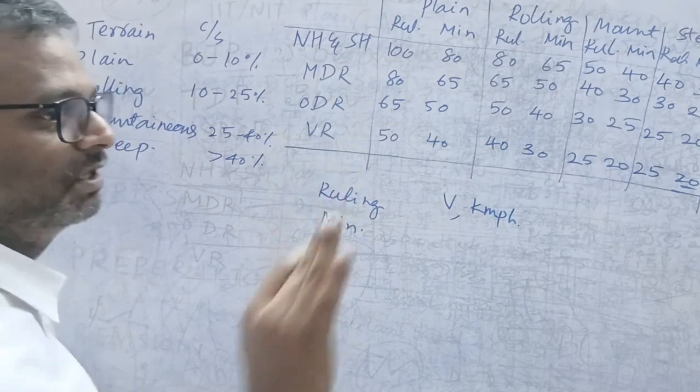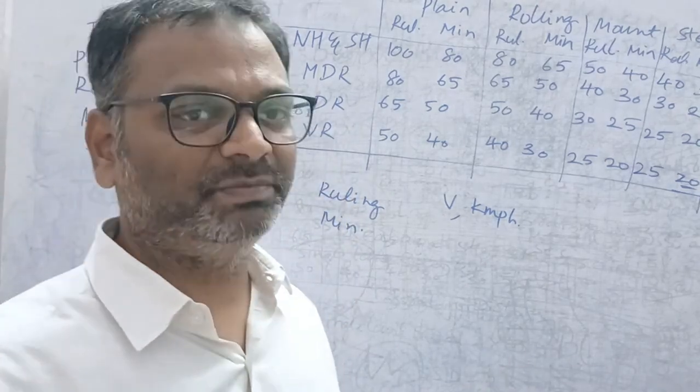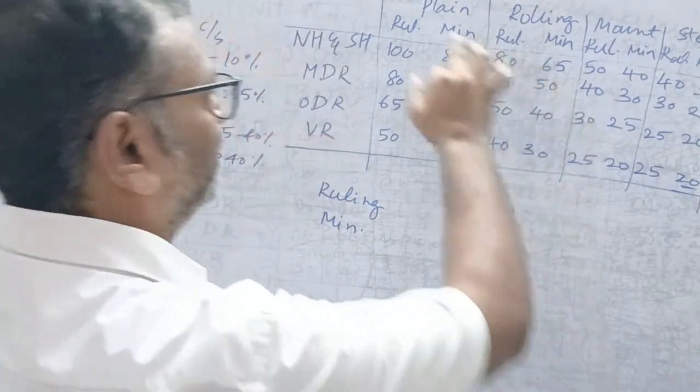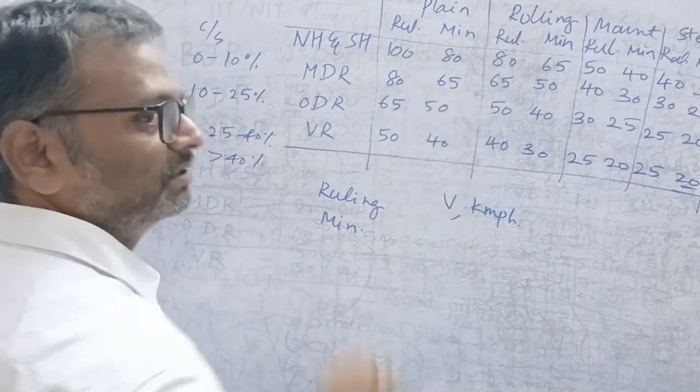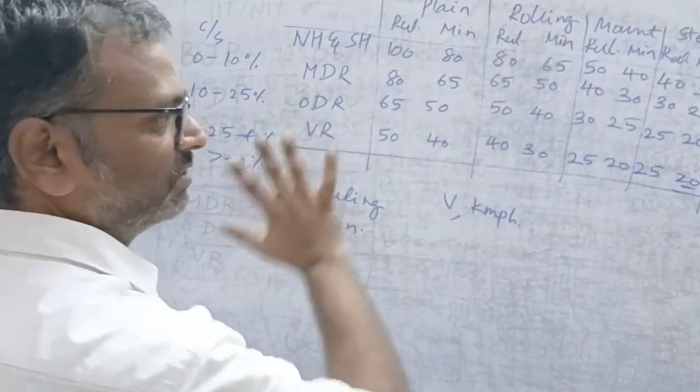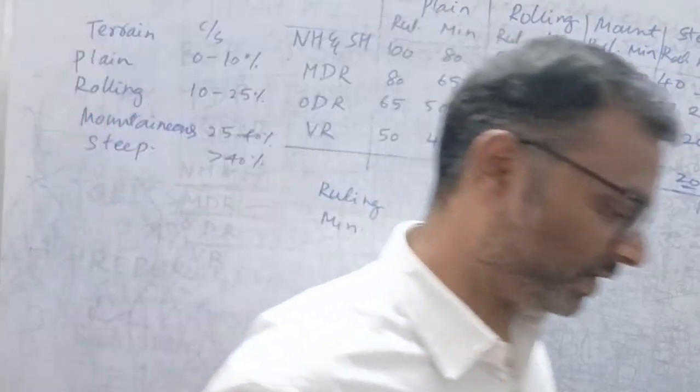They'll give some terrain, say plain terrain. So in plain terrain, the minimum design speed for national highways is 80. So you have to adopt the design speed from this tabular column.